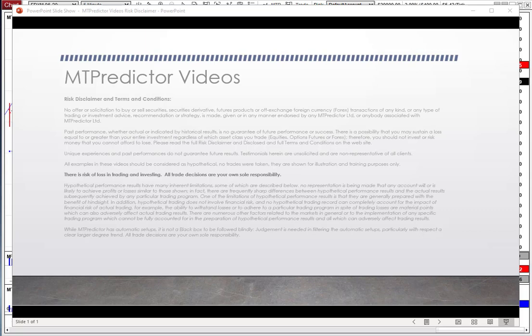In today's MTPredictor video, I'd like to look at a W3 or Wave 3 trade setup that unfolded yesterday on a 5-minute chart of the DAX.